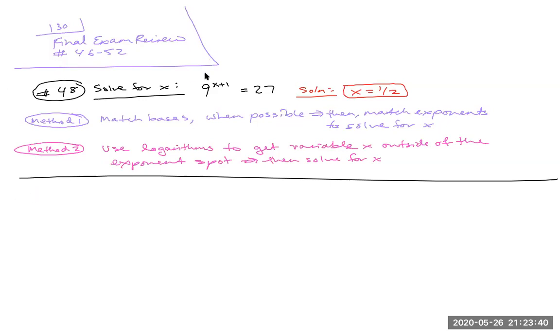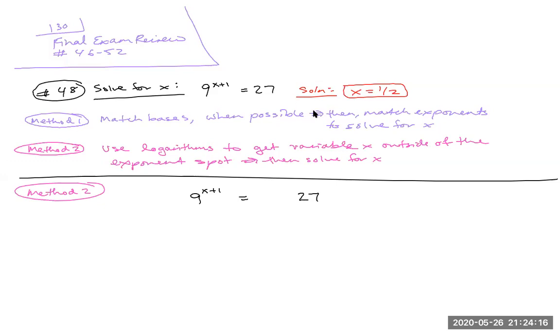Okay, method 2. Okay, so first things first, bring down your 9 to the x plus 1 equals 27. And leave yourself a little bit of space in front of both the 9 to the x plus 1 and the 27. So as a matter of fact, I'm going to give myself a little bit more room here on the right side. Okay, now I'm going to take the log of both sides.